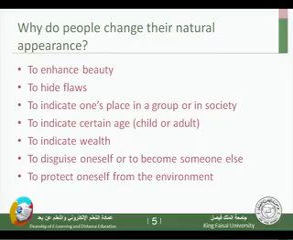So what does enhance mean? You're probably familiar with the word beauty, but you're not familiar with the word enhance. Enhance is to make more.